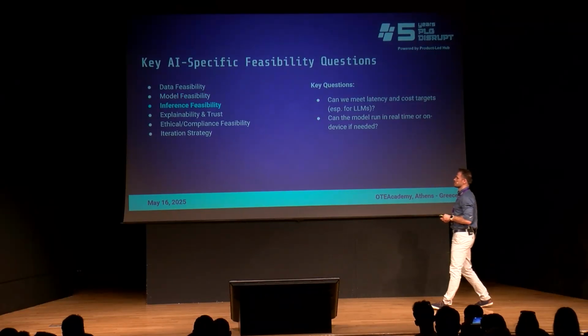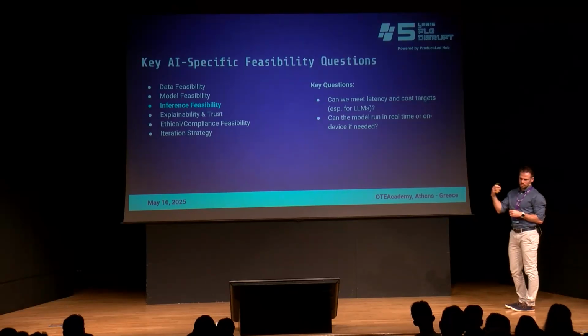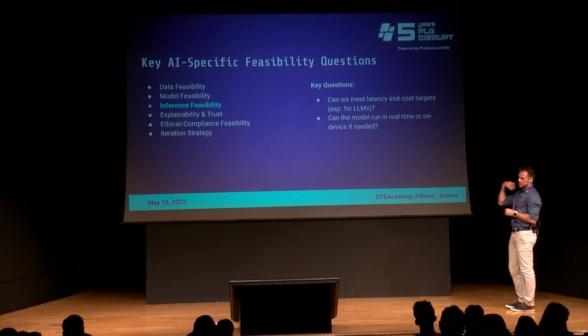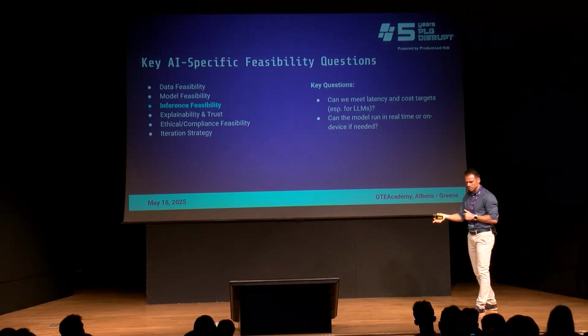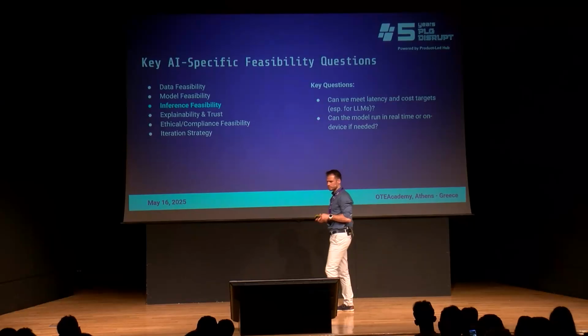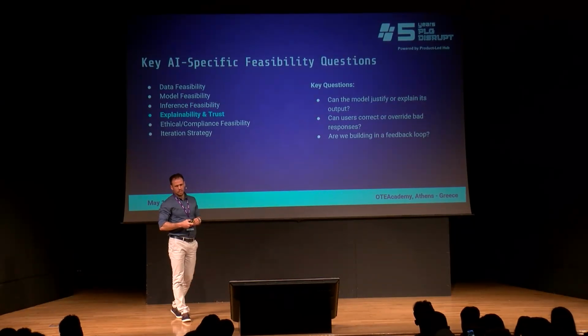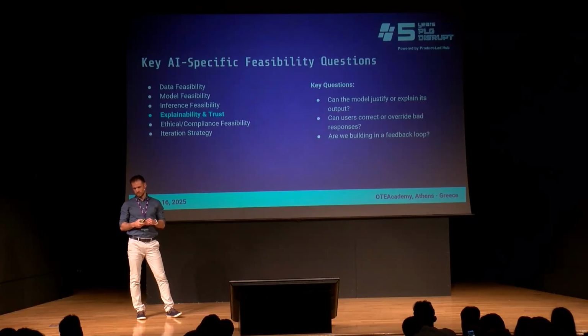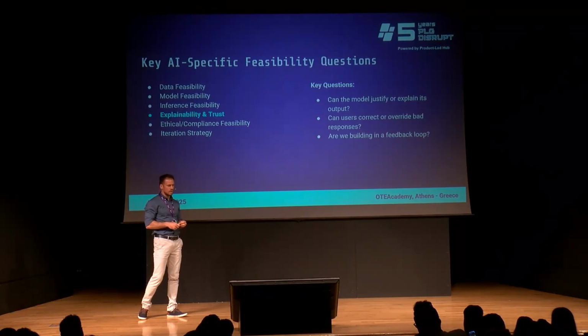We have the inference feasibility. This is about how long does it take. Put some more money, perhaps you might have more speed, or not. It depends. Should you run this offline with dedicated GPUs or not? We have the explainability and trust, as we said before. Can the model explain its output? Does it make sense? Can users correct or overwrite bad responses?